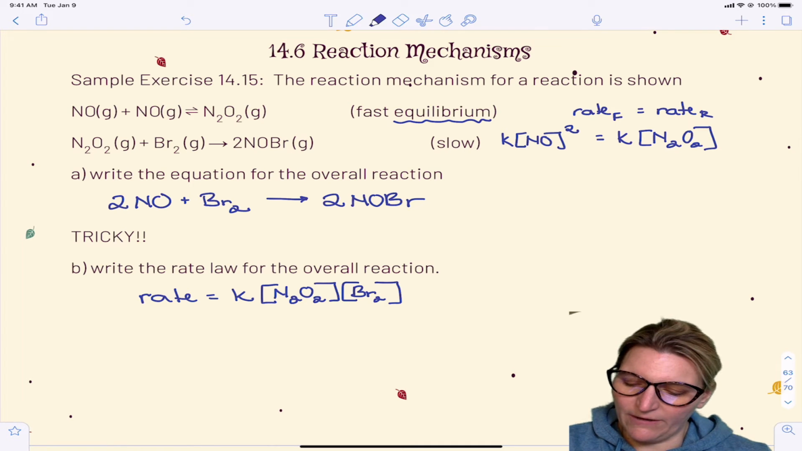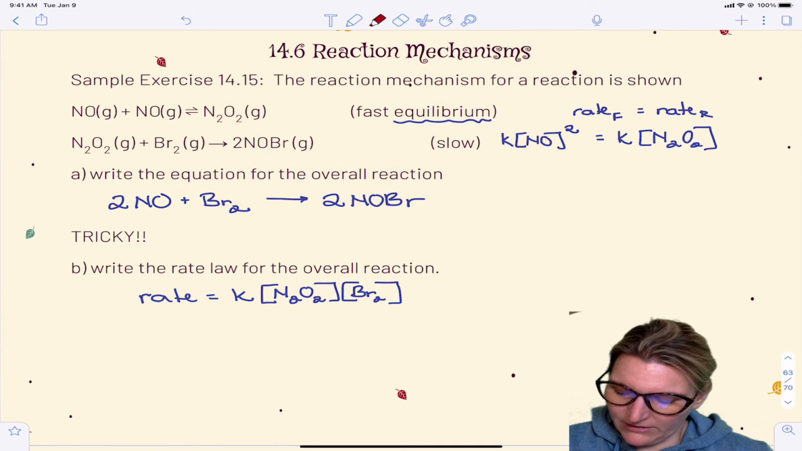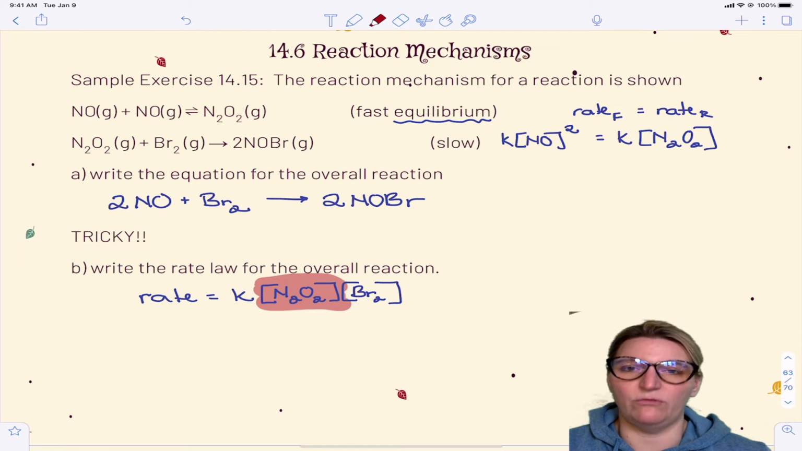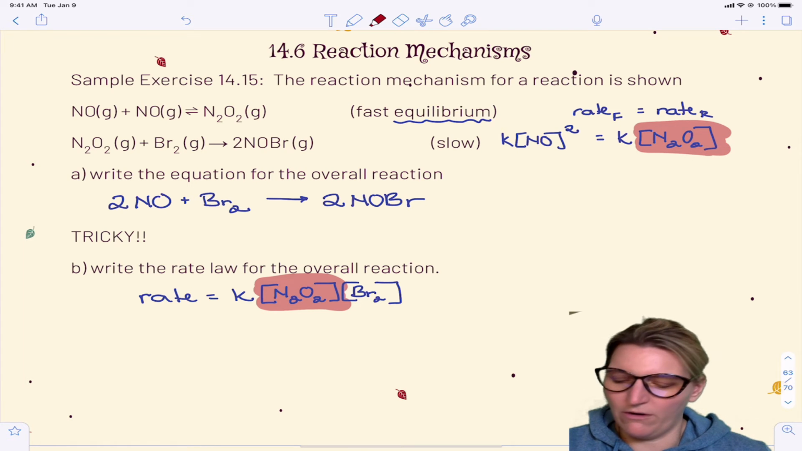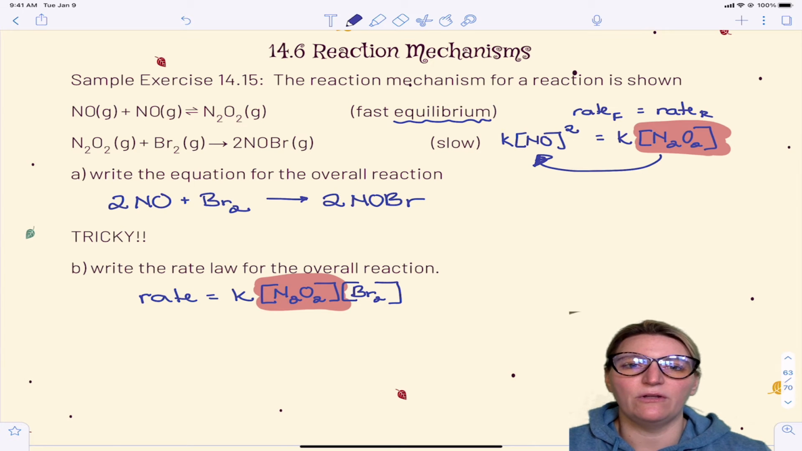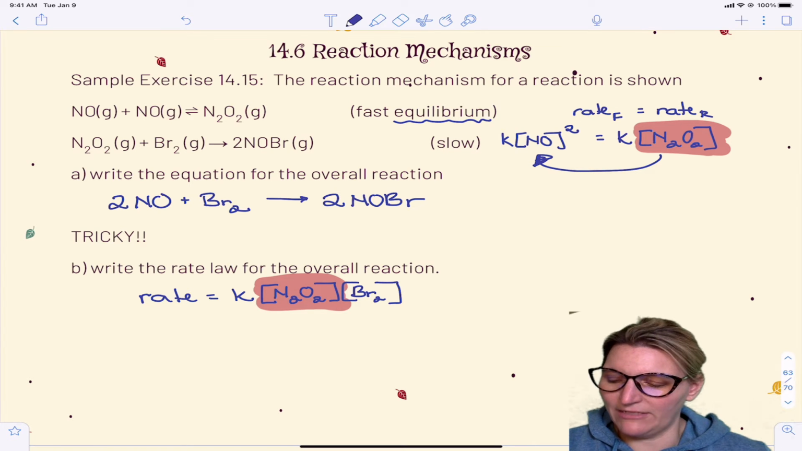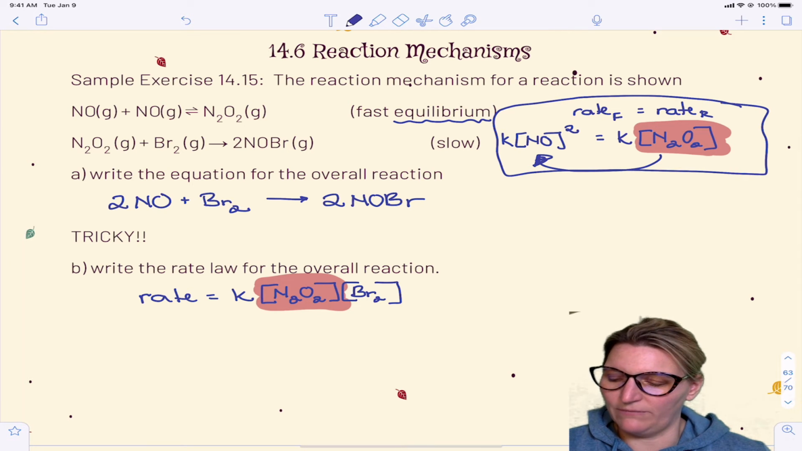What I can do here is substitute. Instead of writing the concentration of N2O2, because it's an intermediate, I don't want to have that in there, I can substitute it for what I figured out it was equal to according to the first reaction. Because the first reaction was at equilibrium, I could write this equation.